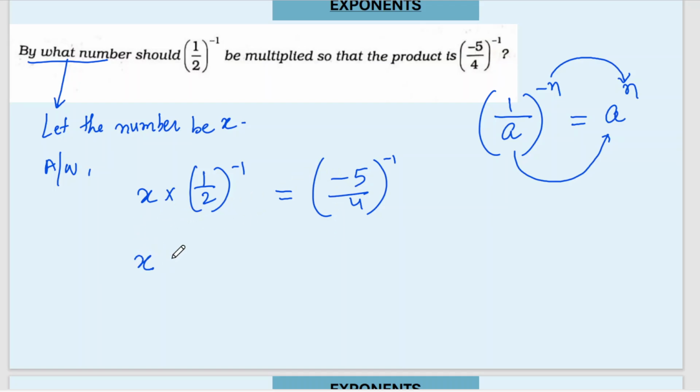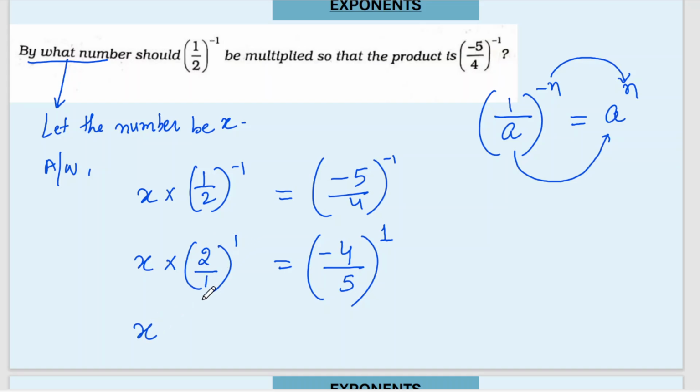Now, x into 1 by 2 to the power minus 1 can be written as 2 by 1 to the power 1, equal to minus 5 by 4 to the power minus 1, which can be written as 4 by minus 5, or we can write it as minus 4 by 5, because we don't write the minus sign in the denominator. And then it is a plus power. Now, x into 2 by 1 to the power 1 can be written as x into 2 equal to minus 4 by 5.